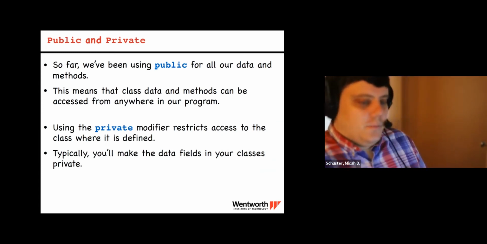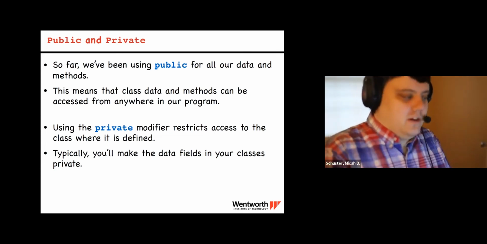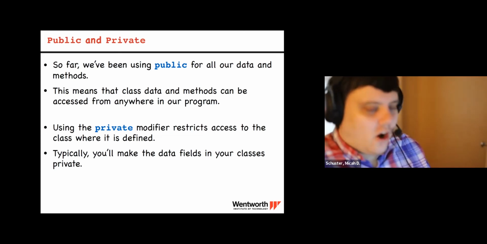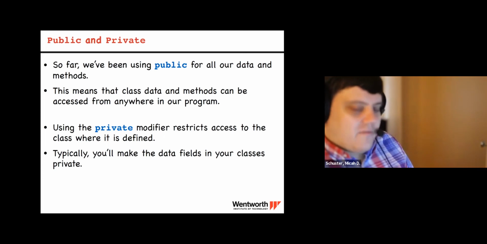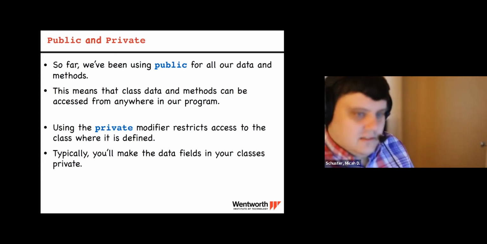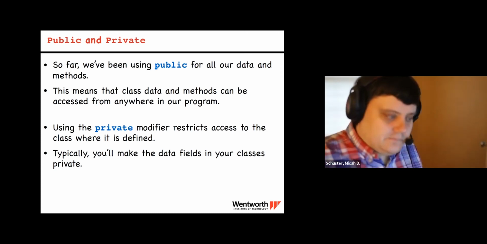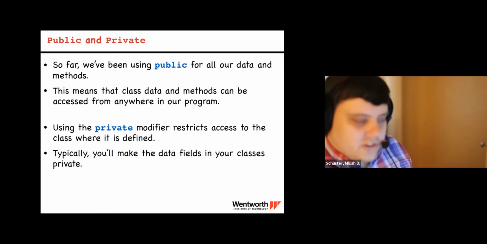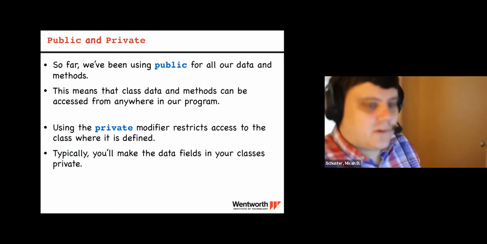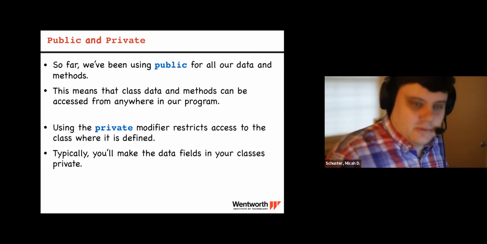Typically, what you're going to do when you write a class, and this should be the default behavior when you first write a class, you're going to make all the data fields private. Remember, private restricts access to the data or the specific methods so that no outside classes can access it. So you'll typically make the data fields in your class private. That's one of the ways that we can conform to the abstraction principle.